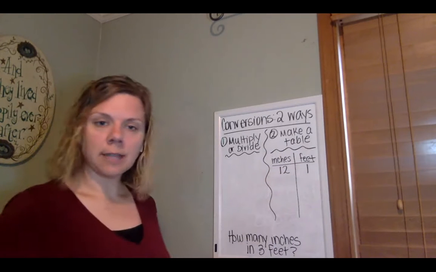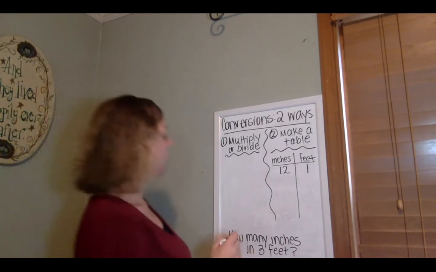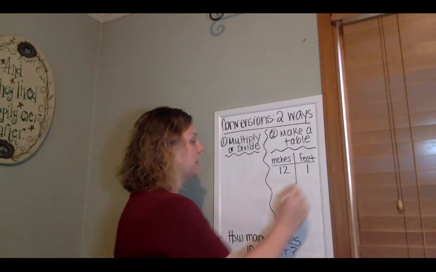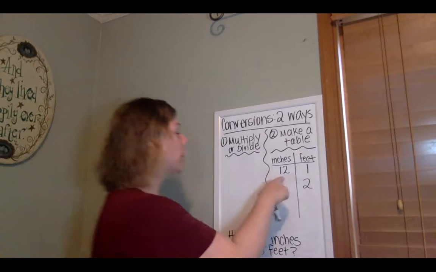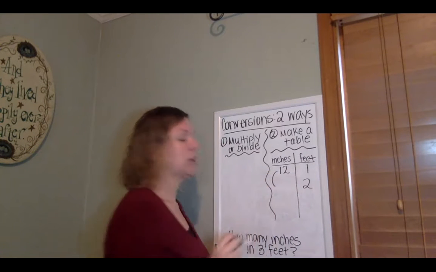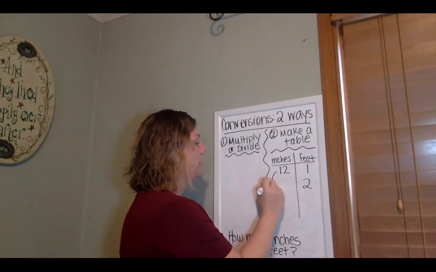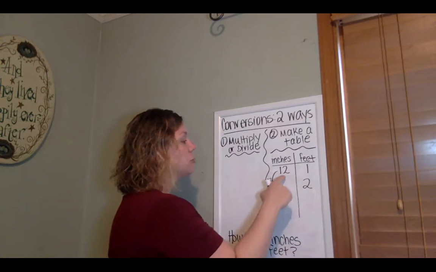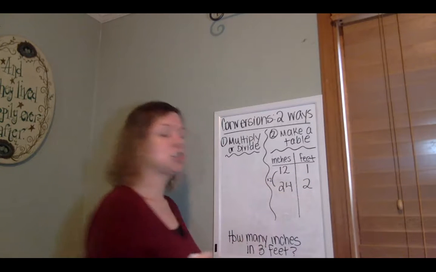Most people know that it's the length of a ruler. If you're not sure, you can always look back at that resource that I gave you. Okay, so now I need to figure out, well, how many inches are in 2 feet? Well, if there's 12 inches in 1 foot, then what's my rule going to be to go from here to here? Times 2, right? Because now I have 2 feet. So if there's 12 inches in 1 foot, I know that there's 24 inches in 2 feet.